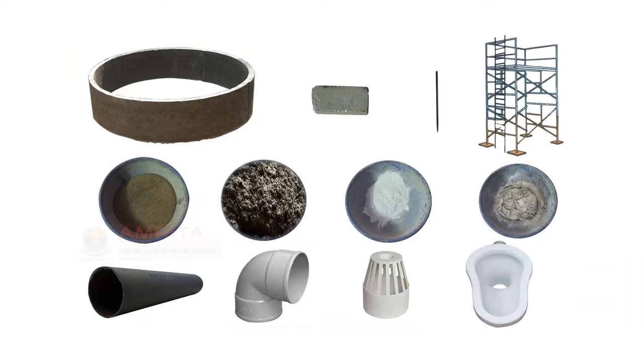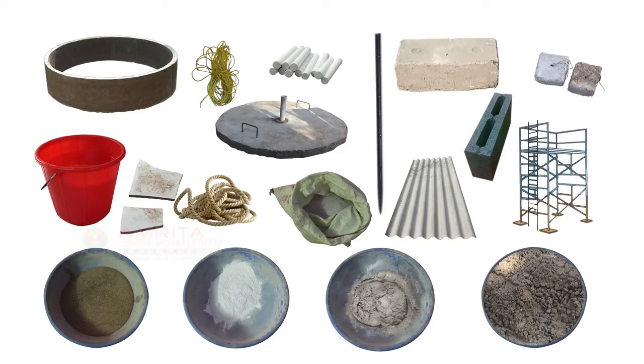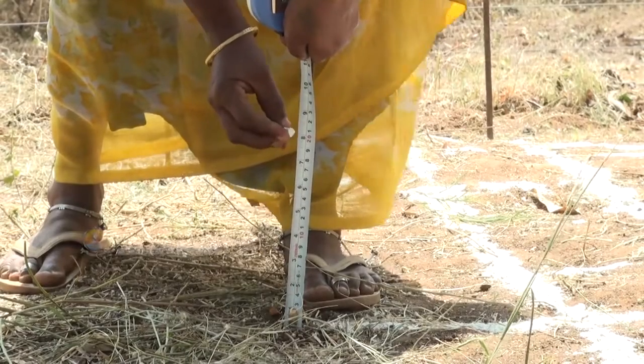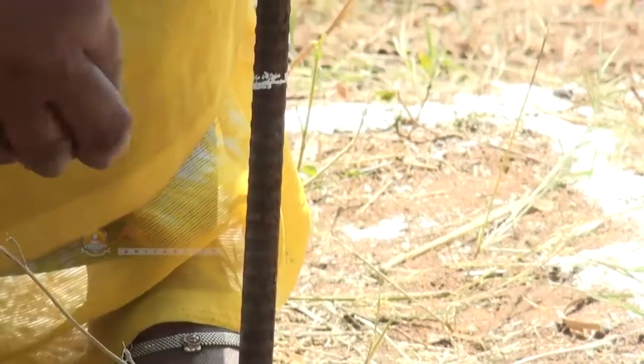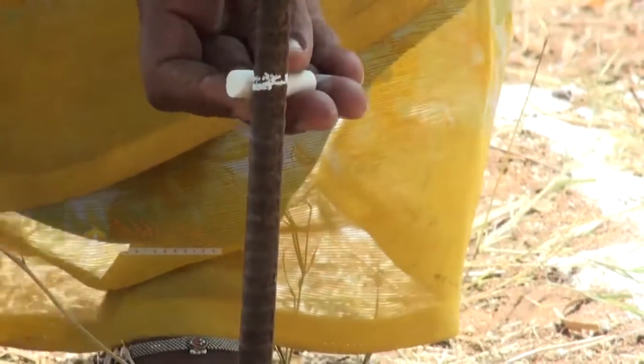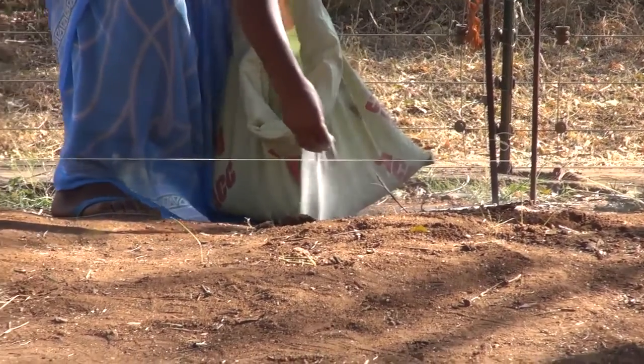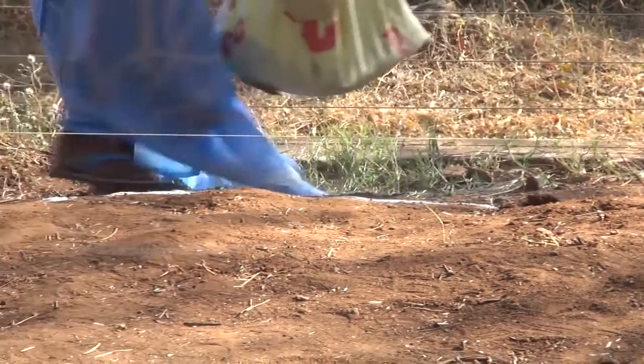Now let's see the various materials required. First, let's see the various materials required in masonry work. Chalk. Chalk will help to make measurements for the toilet. Chalk powder. Chalk powder will help us to mark the site.